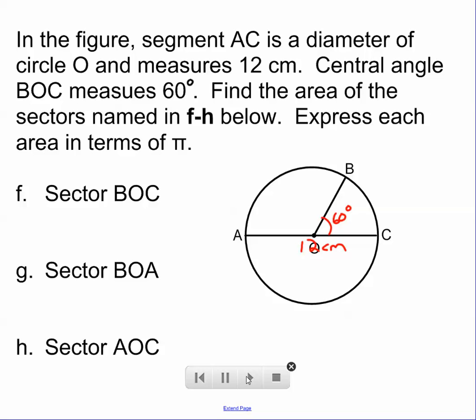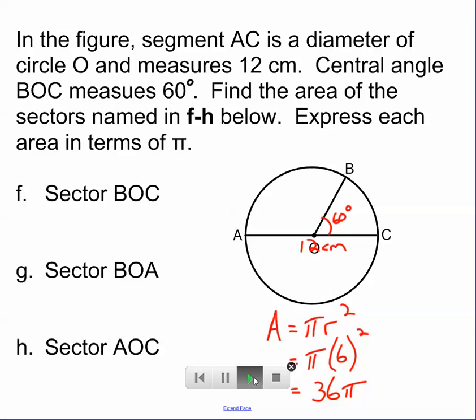All right, so let's start here by finding the area of the entire circle. Area is pi r squared. So I'm going to do pi times 6 squared, because the radius is 6 if the diameter is 12. So the area is 36 pi centimeters squared. That's the area of the entire thing. They want to know sector BOC, which is just this little slice of pie over here.